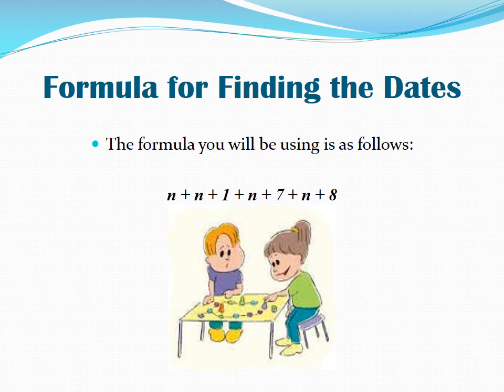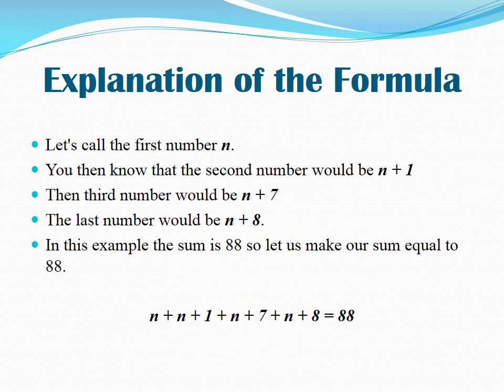The formula you will be using is as follows: n plus 1 plus n plus 7 plus n plus 8. Understanding the formula is key to solving this puzzle. Since we do not know what numbers your partner has chosen, we will come up with the formula for the information we do have. Let us call the first number n, which would make the second number n plus 1, the third number n plus 7, and the last number n plus 8.